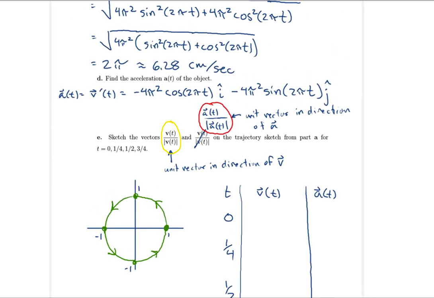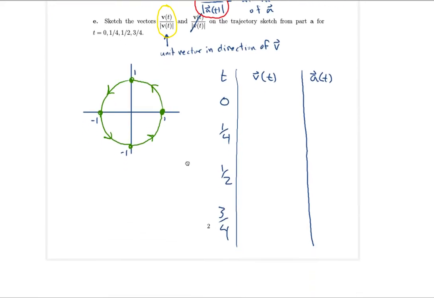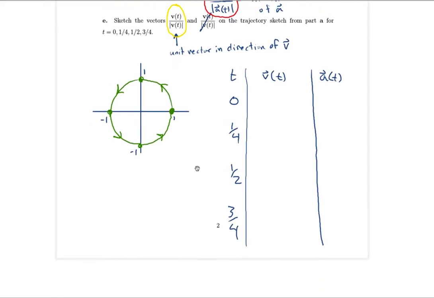Okay, so I'm not going to go through all the details. I don't want to take forever on this, but that's all we're doing. So what I get is the following. I get 0i plus 2 pi j for the velocity when I plug 0 in for t, and I get -4 pi squared i plus 0j for the acceleration. All right, remember we're going to do velocity in yellow, we're going to do acceleration in red.